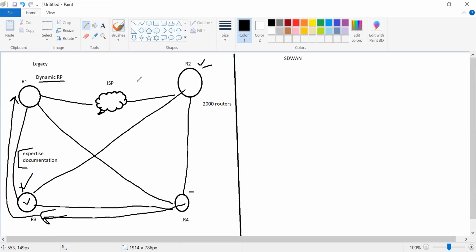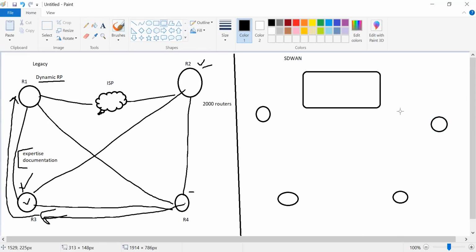Now we don't have BGP or a traditional routing protocol in SD-WAN. Suppose we talk about a similar case of, let's say, 4 sites in SD-WAN. This is the usual topology, the usual design you will see in SD-WAN.